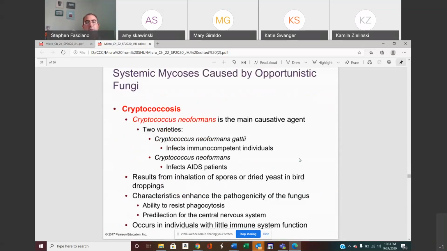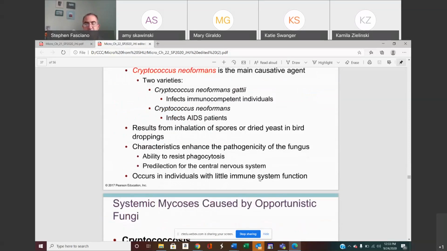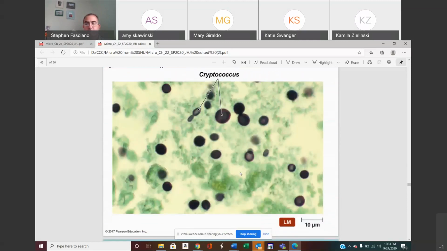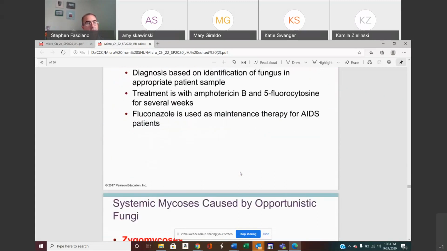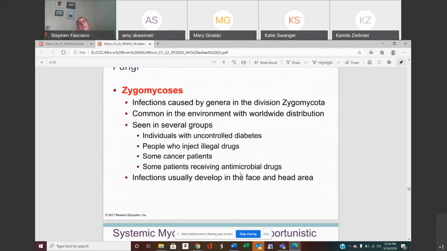Cryptococcosis is another opportunistic one. There's the main causative agent. This actually results from inhalation of spores or dried yeasts that are found in bird droppings. It occurs in individuals, again, with little immune system function. So these are all opportunistic diseases. Cryptococcosis is diagnosed based on the identification of the fungus in the patient sample. So in all of these, they're going to take a sample of the infection and grow it up in a petri dish and see what the fungus is.